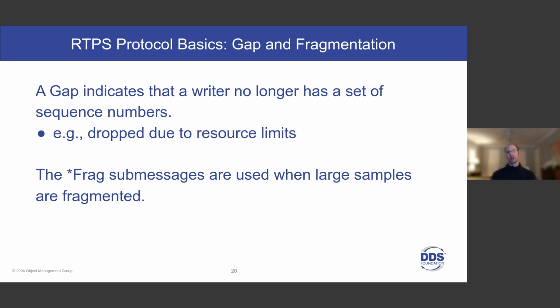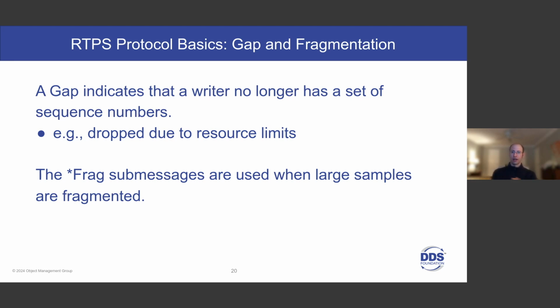Just a few notes. Again, I mentioned these in passing, but a gap submessage indicates that a writer no longer has a set of sequence numbers, and you'd say, well, why does that happen? It's going to be something like it was dropped due to resource limits or some other reason that the writer moved on and said, I don't have it.